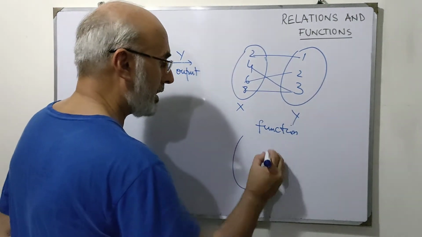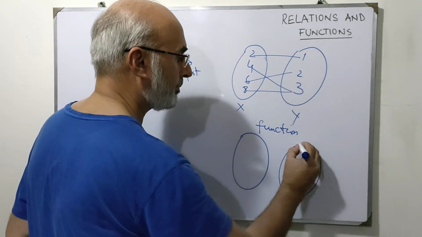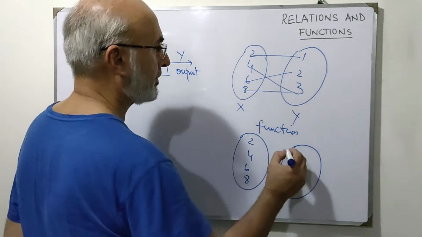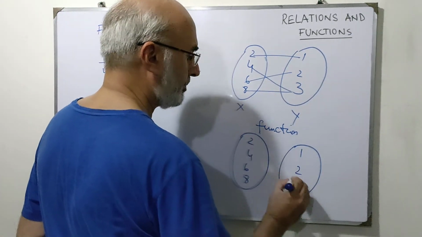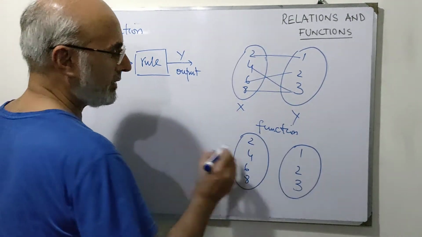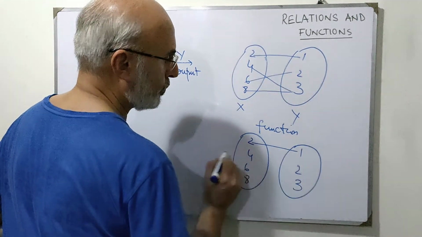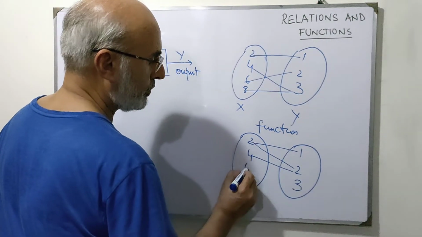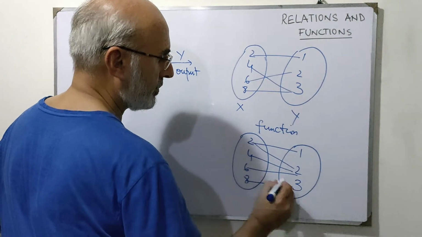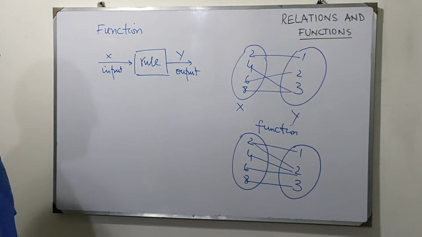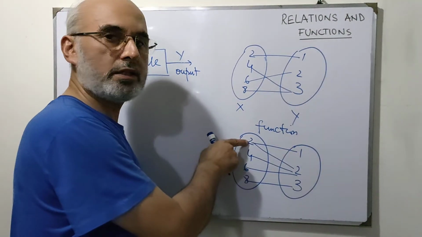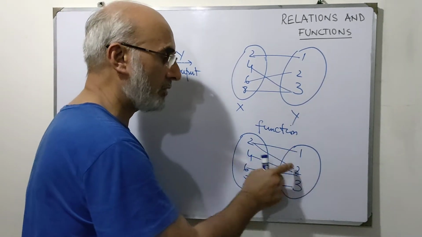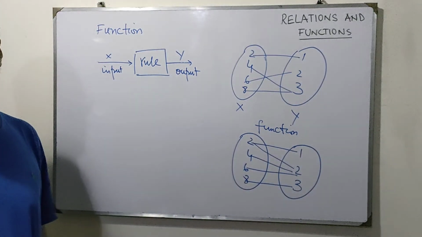Now if I take the same example, 2, 4, 6 and 8, 1, 2 and 3. In this example, if I say 2 is related to 1 and 2 is related to 2 also, 4 is related to 2, 6 is related to 2, 8 is related to 3. Now this is not a function. Why? Because if I input 2, what am I going to get? 1 and 2. So there are two values of y, not a function.